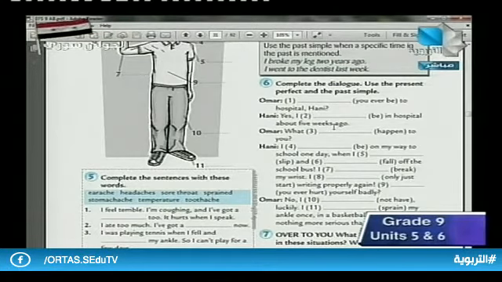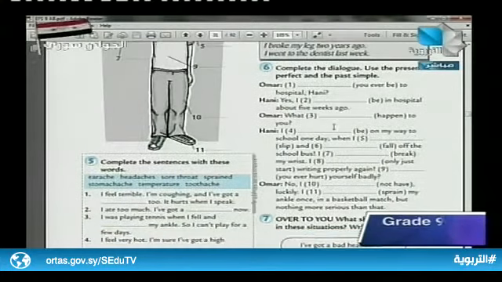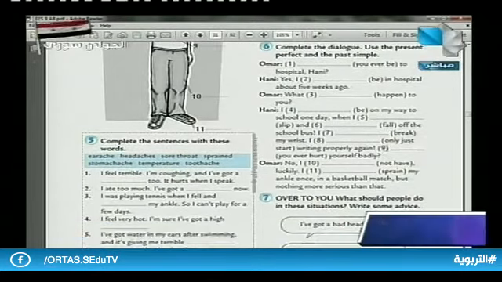Of course, what happened? He has to answer in the simple past. I was on my way to school one day when I slipped. Also simple past. We continue with slipped, simple past, and fell, past of fall, off the school bus.